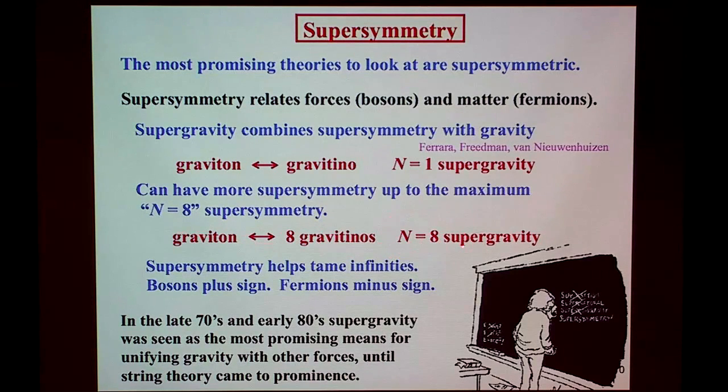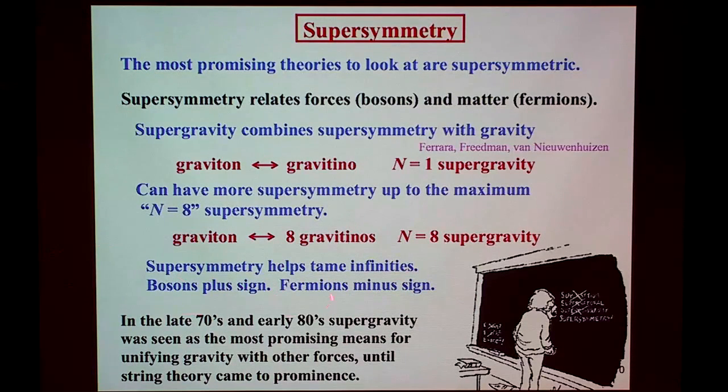This theory has 256 particles. It's quite a complicated theory in some sense, but the particles all are related to each other through the supersymmetry, and this is the maximum you can have and still have a gravity theory. And the reason why people like supersymmetry a lot and studied it in great detail in the 70s and 80s was because it helps tame the infinities.